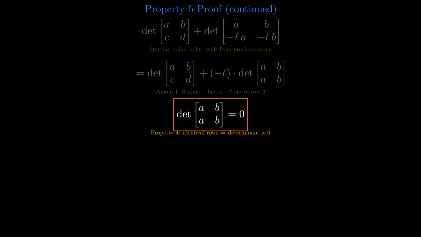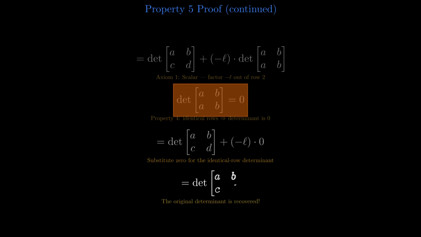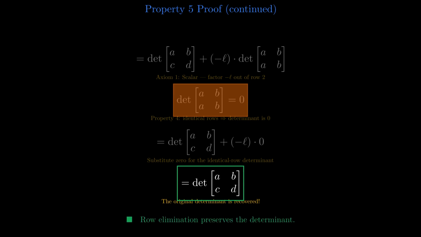Property 4 tells us that whenever 2 rows of a matrix are the same, the determinant is 0. So the determinant of AB, AB equals 0. Right? And negative L times 0 is just 0. The second piece vanishes entirely. All that remains is the first piece, the determinant of A, B, C, D, the original determinant. And this completes the proof. Row elimination changes nothing about the determinant.